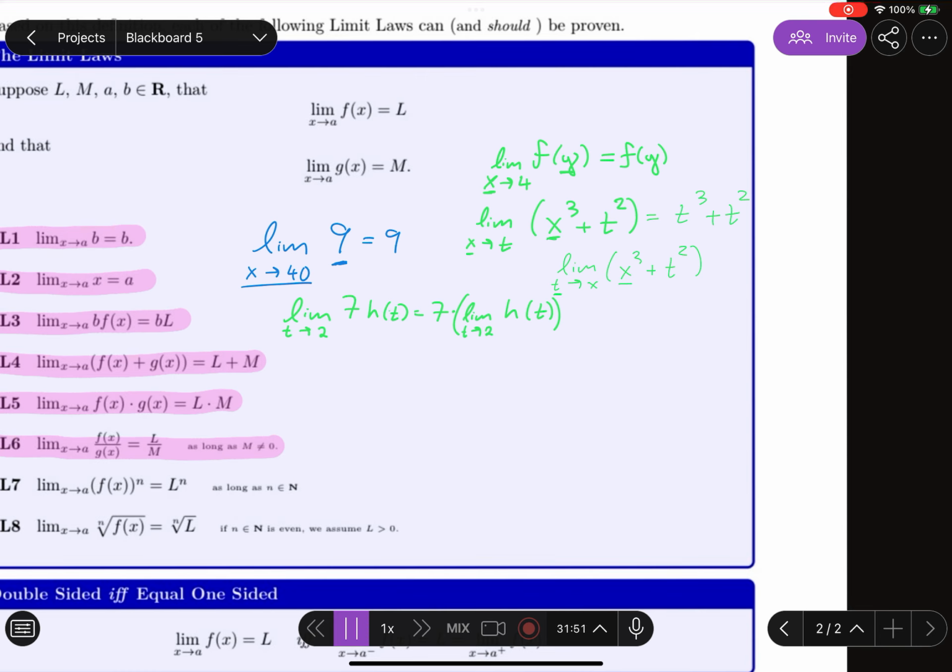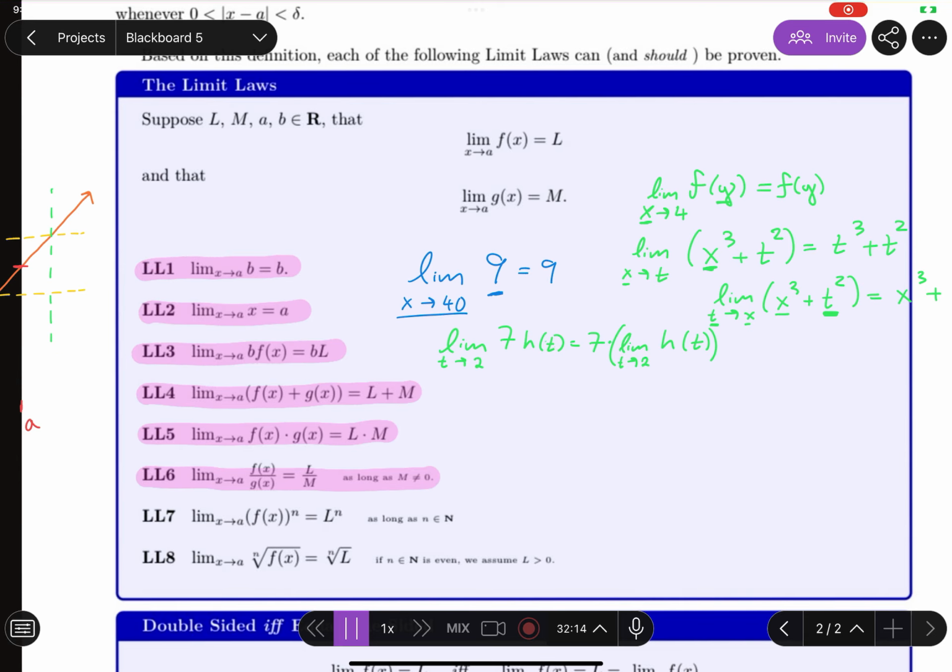But t is approaching that number x, and this would be the thing that's moving is t, so this guy is going to approach x, and that's going to give me x cubed plus x squared. Okay, so make sure you understand what's moving in your limit and things like that. Okay, anyways, on to the big limit laws.